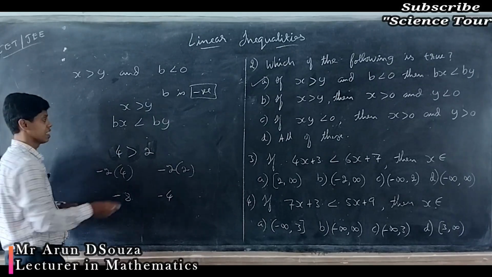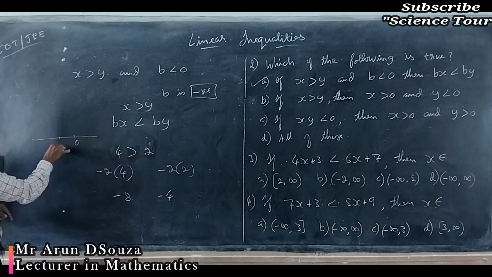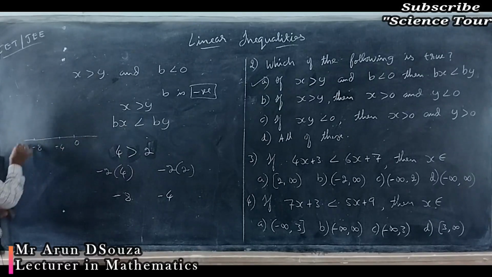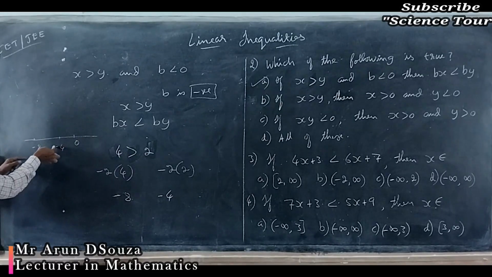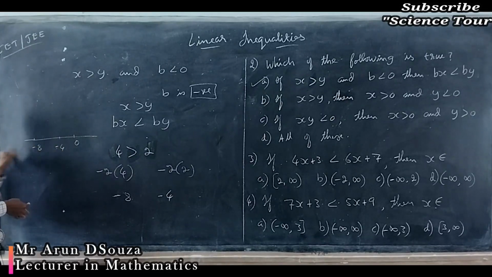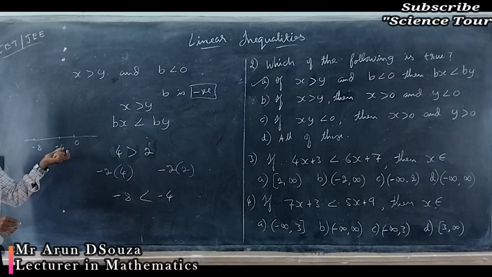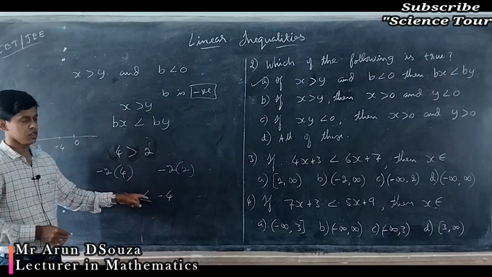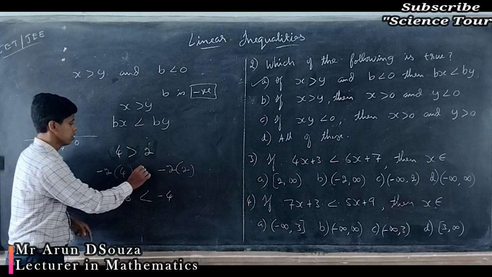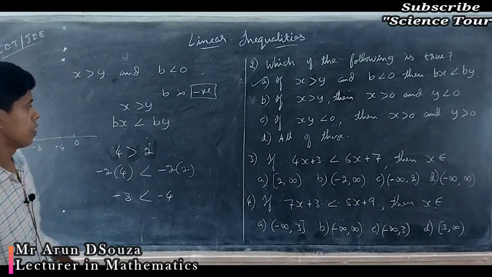Now tell me which is less. On the real line, you have got 0, minus 4, minus 5, minus 6, minus 8, minus 10, and so on. Which is less? Minus 8 is less, minus 4 is greater. Therefore inequality reverses if you multiply by a negative number. Please understand that rule very clearly.